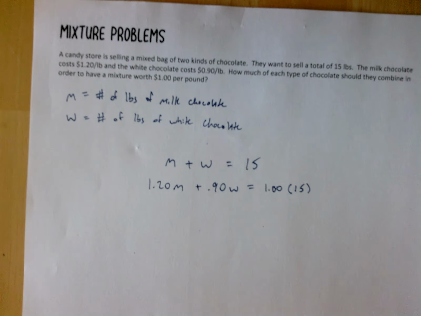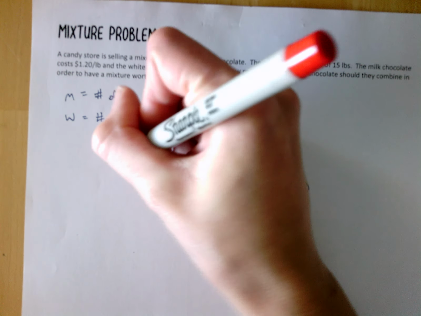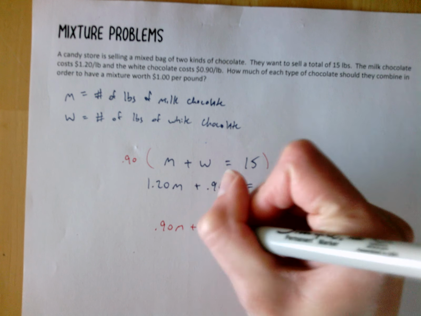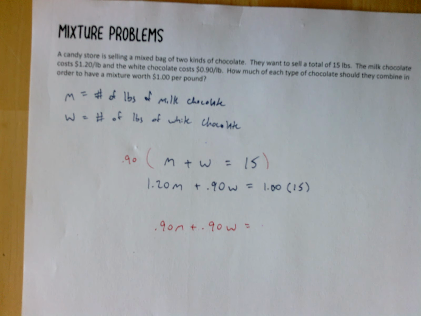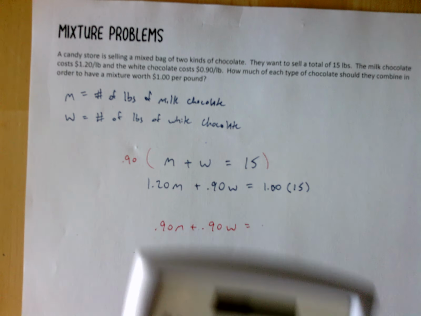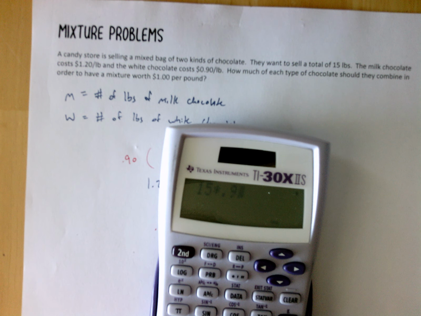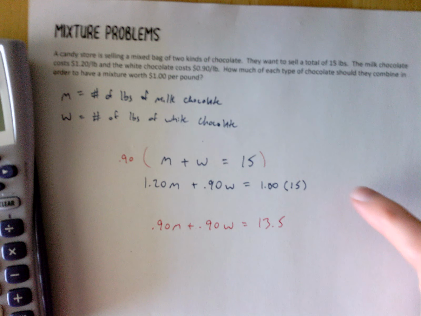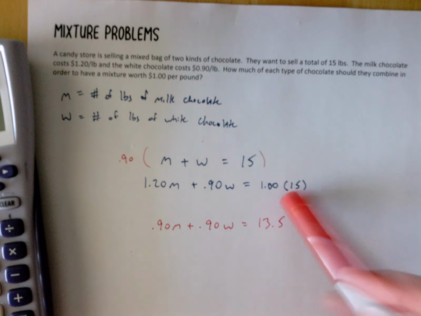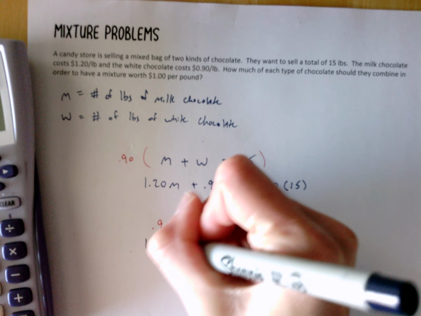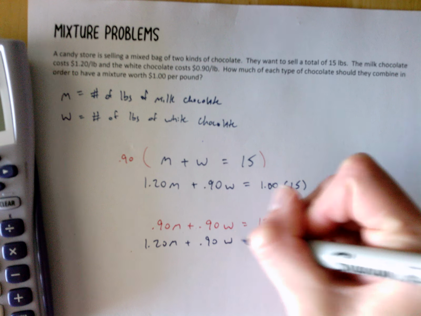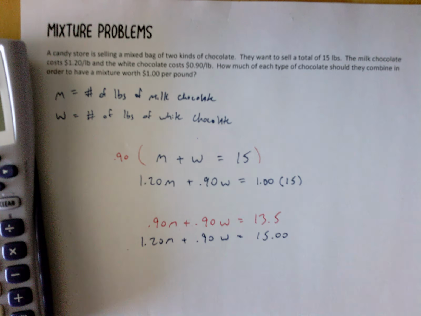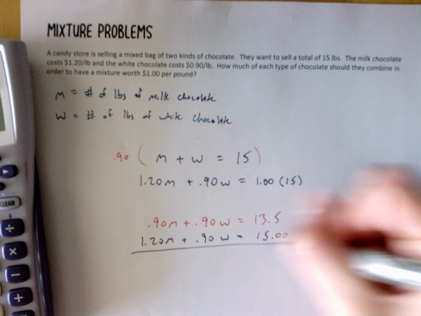Just like we've been doing, I think I'm going to multiply this equation by 90 cents so that I can cancel out my W's. So that'll give me 0.90M plus 0.90W equals, and then I don't actually know what that is. So let's go to the handy dandy calculator. 15 times 0.9 is 13.5. When I recopy this second equation down, I'm going to actually multiply those two numbers together. So it's going to be 1.20M plus 0.90W equals, and then $1 times 15 is $15, right? Okay, cool. And now I'm going to subtract these two equations.